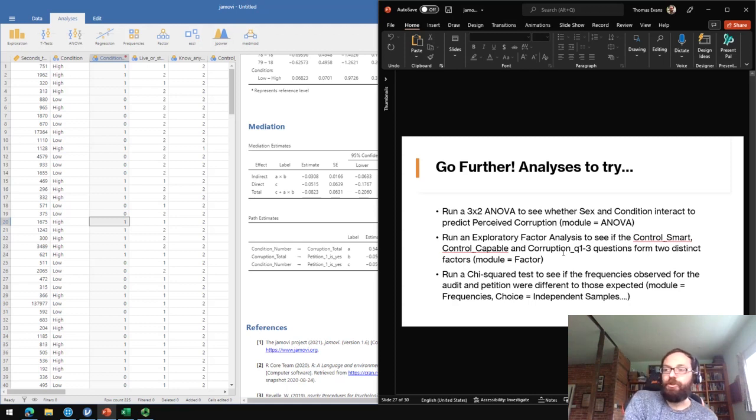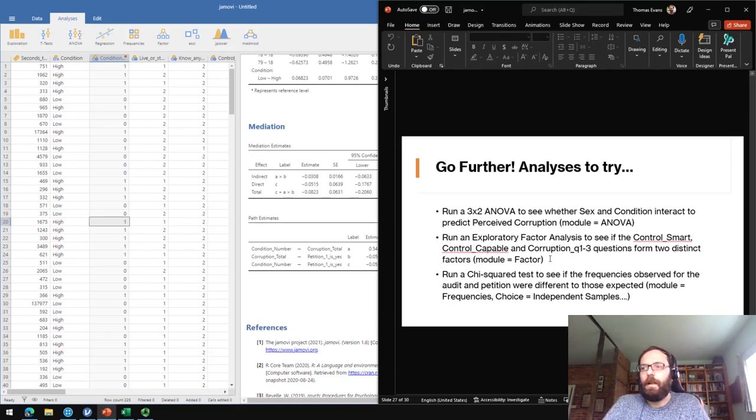You can also run an exploratory factor analysis to see if the control variables, which were, in addition to asking participants whether individuals working at this fake organisation are corrupt, they were also asked, are these individuals capable and are they smart? And these were kind of control variables to see whether that might be in effect. So you can try that, and you can see the variables are labelled control_smart and control_capable. And so, do these 2 items form a distinct factor from the corruption questions? So corruption_Q1 to Q3. That might be a useful thing to test.